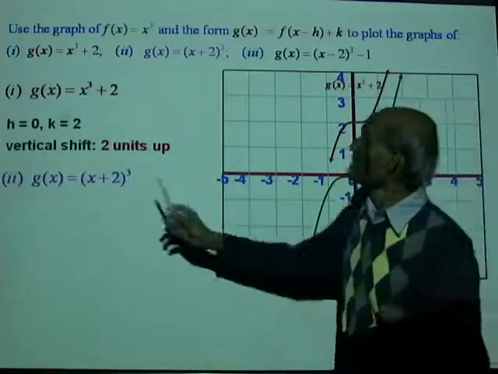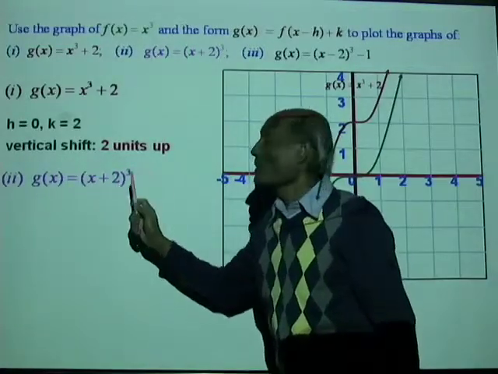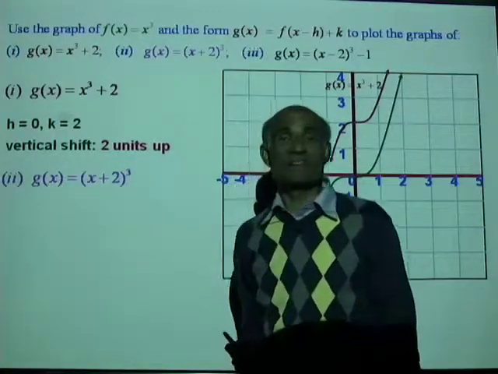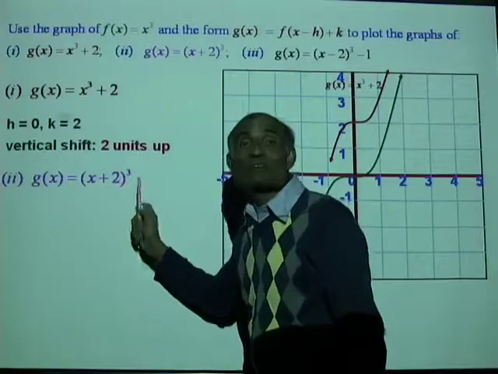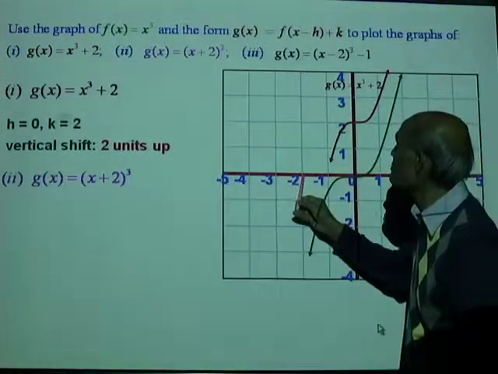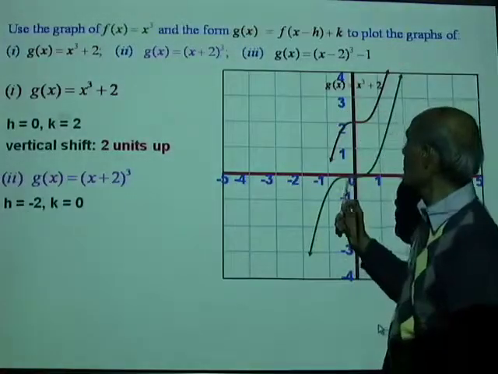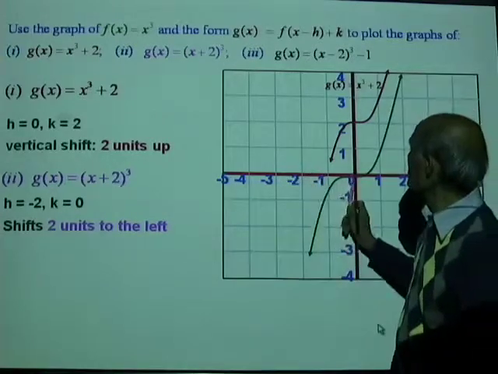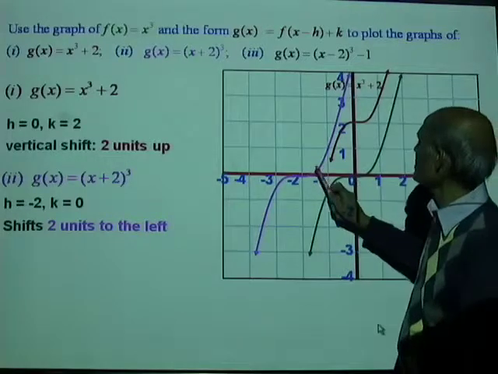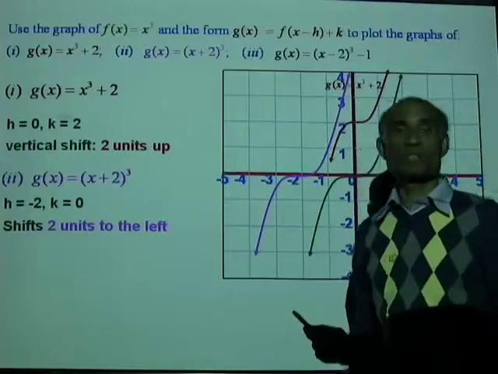Next one, g of x is (x plus 2) all to the power of 2, all to the power of 3. Now, what's the value of h there? H is negative 2. In other words, this will shift 2 places to the left. H equal to negative 2, k equal to 0. You have shift 2 units to the left, and that's it. So you can see this point is now sitting there. The graph shifted 2 units to the left.